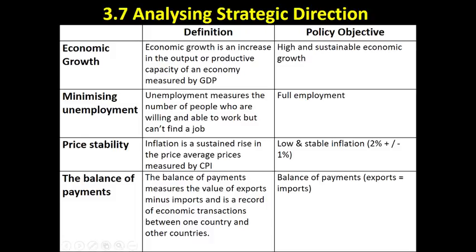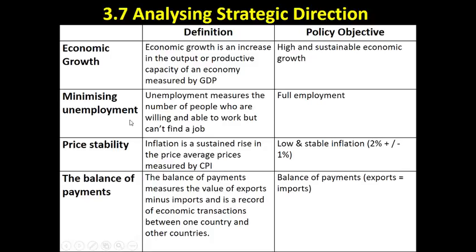And what's the policy objective? Well, they want high and sustainable economic growth. What you mean by high would depend on what country you're in. The Chinese economy grew in double digits for many years. It's coming down to around 6 or 7% a year, much higher than the UK. The UK government would be happy with 2 to 3% growth a year. Probably 3% growth a year would be considered high enough.